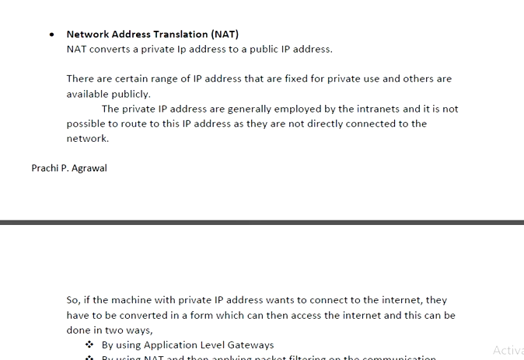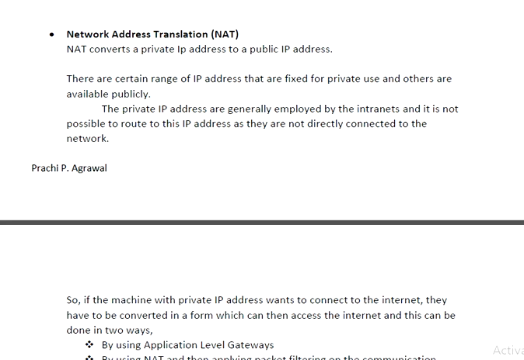So what is NAT? NAT stands for Network Address Translation. NAT converts a private IP address to a public IP address. You must know that private IP addresses are used inside a network and public IP addresses are used on the internet. There is a certain range of IP addresses fixed for private use, and others are available publicly.